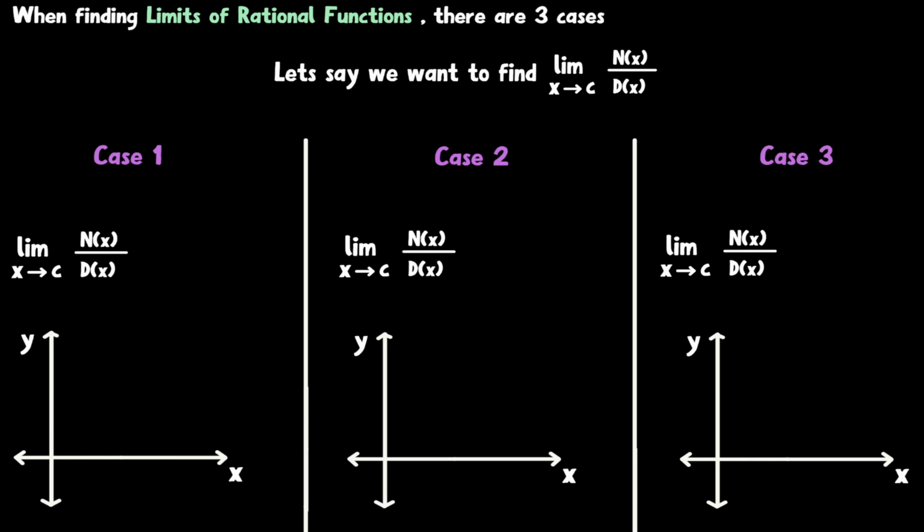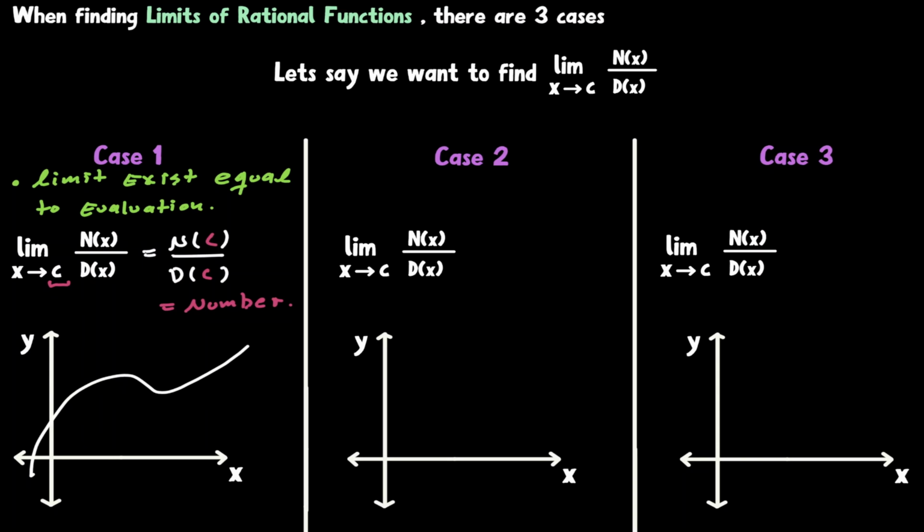In case one, let's say that when we evaluate the rational function at some number, let's call it C, and I represent that as n, which is the numerator, evaluated at C, divided by d, which is the denominator, evaluated at C as well, this evaluation actually gives us some number, whatever that is. Then we can say that the limit exists and it is equal to whatever number we obtain.